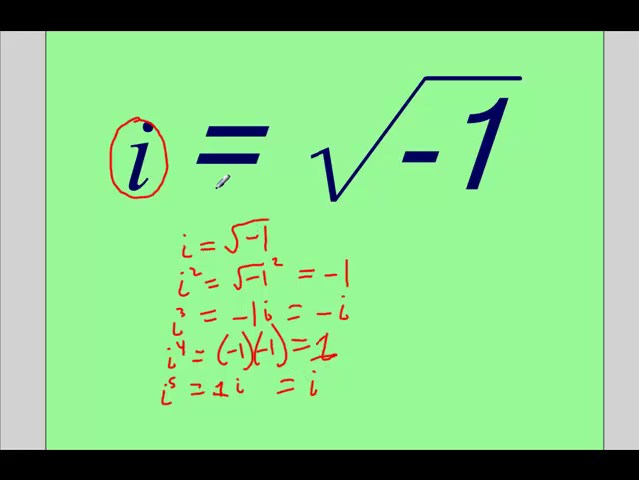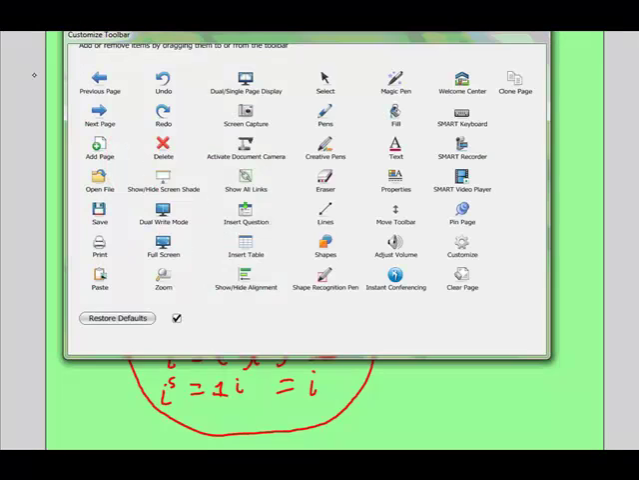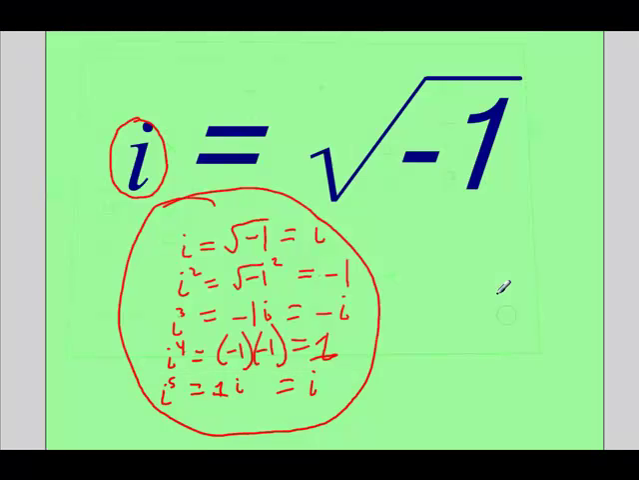So you see the pattern there. We get i, -1, -i, 1, i. And that rotation will keep going on and on forever and ever.